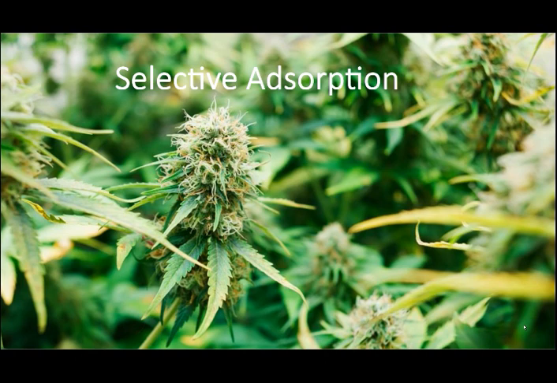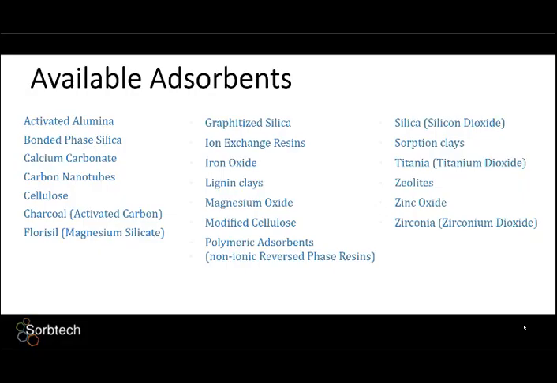So, looking at the case of selective adsorption, there's a lot of adsorbents out there. Everything from alumina to zirconia, literally A to Z. Everything from ion exchange resins to charcoal, clay, everything. There's a lot of stuff that you could use, but we need to figure out which ones we want to use. So we have to apply criteria.